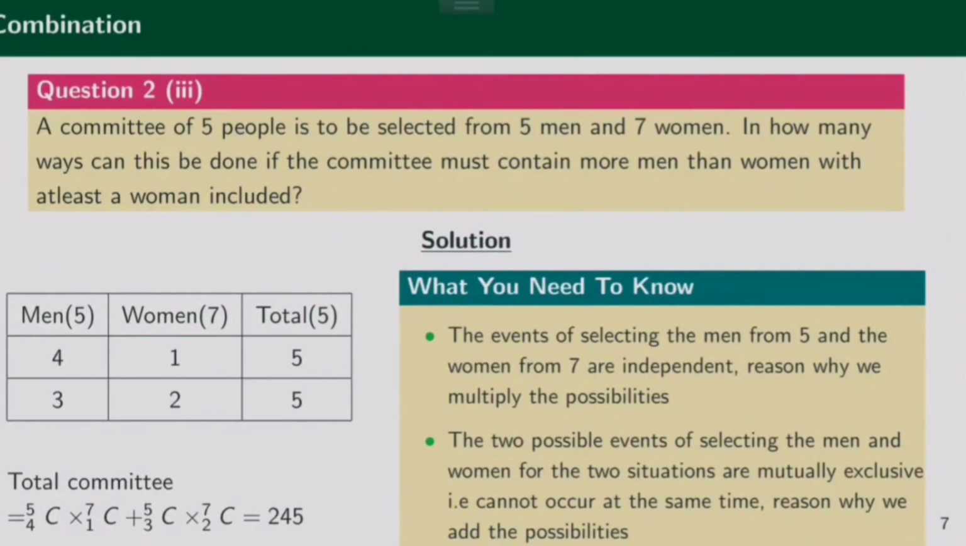So this is generally how we approach questions concerning combinations with conditions attached to it. You draw a table and you try writing out all the possibilities that can exist. Then from there, you'll be able to see which of the events are independent. You multiply their possibilities, and see which are mutually exclusive. You add up their possibilities in order to arrive at your answer.